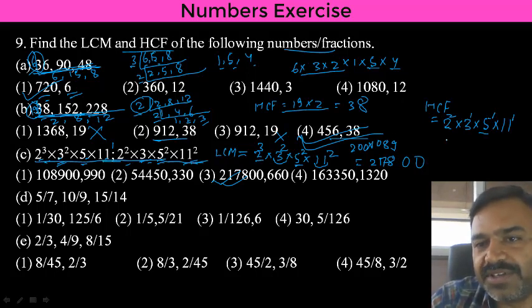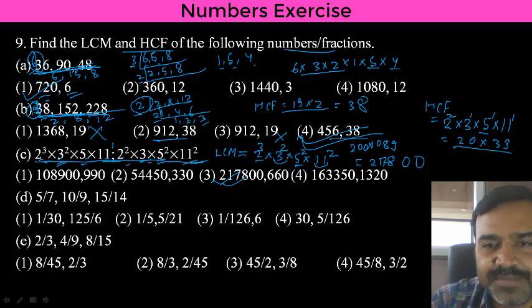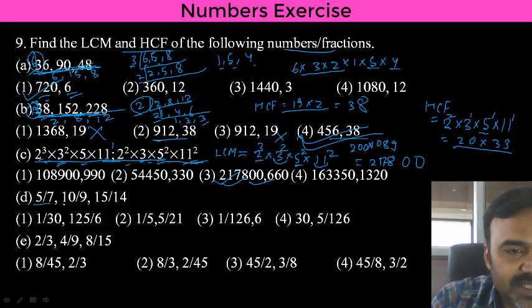So 4 into 5 is 20, 20 into 33. So it is 660, right? That is the correct answer. Okay. Now comes the next one. 5 by 7, 10 by 9, 15 by 14. All of them are simplified form?